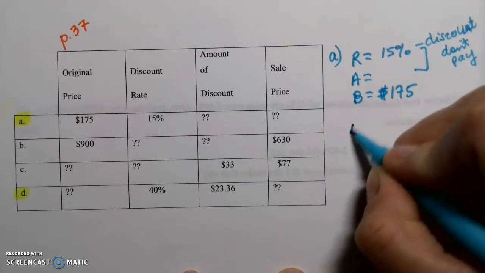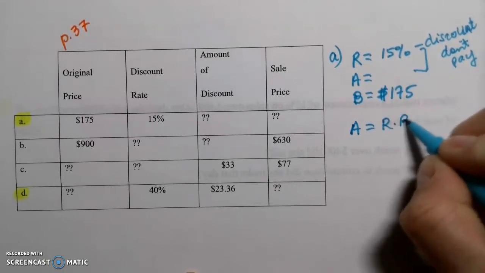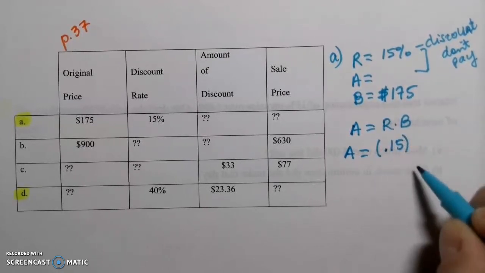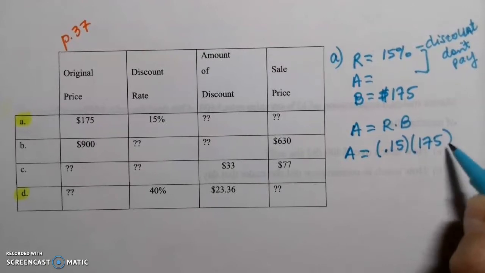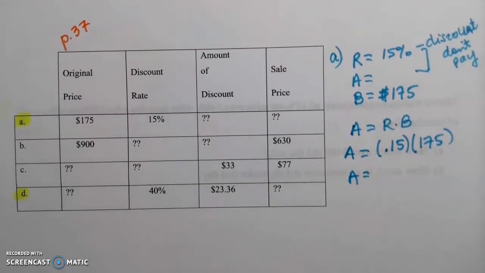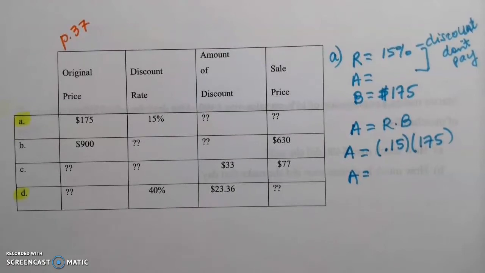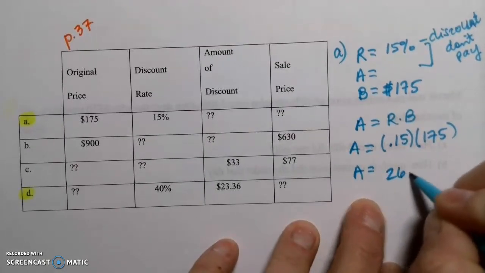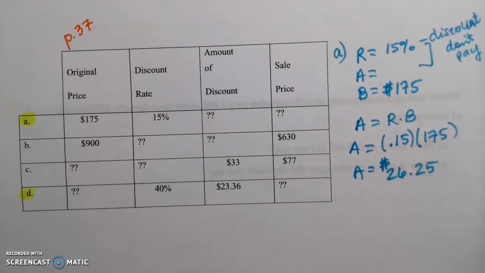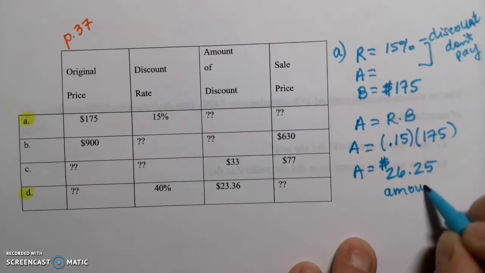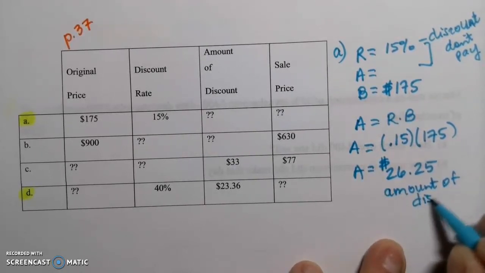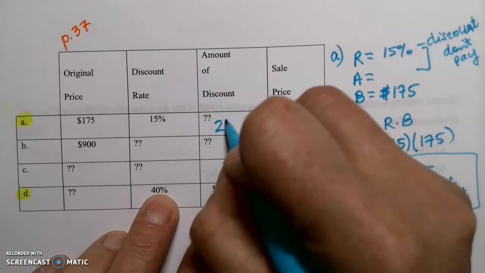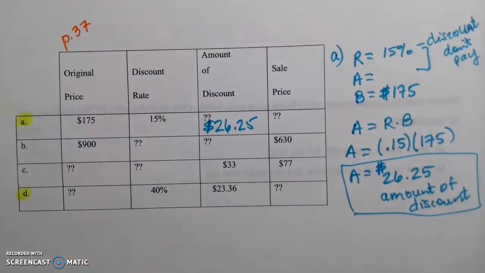So remembering that amount equals rate times base. Our amount is our unknown, our rate as a decimal, 0.15, and 175 for the base. So the amount that we do not pay in dollars will be $26.25. And in other words, the amount of the discount. And that'll be the 26.25 goes here, if I'm thinking about my chart.